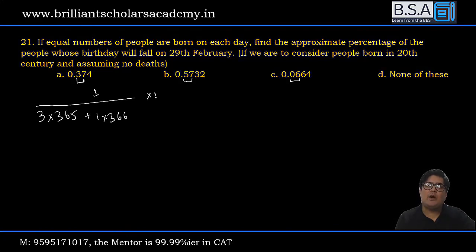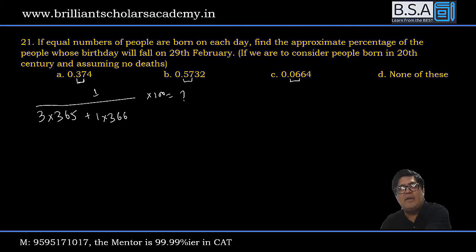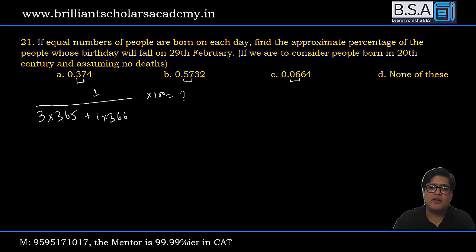Multiply this by 100 and tell me what value you are getting. I will also use a calculator. Should I be worried about century or non-century? It doesn't matter. So 1 divided by, or rather 100 divided by 3 into 365 plus 366. So your answer is 0.6. Your answer is 0.6.